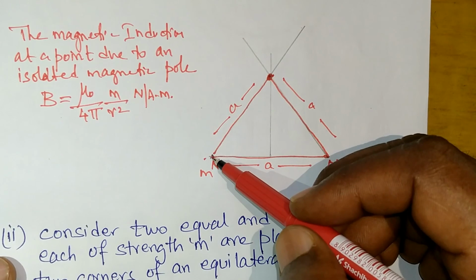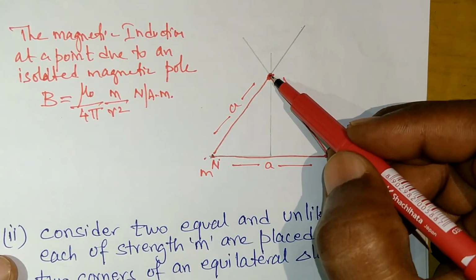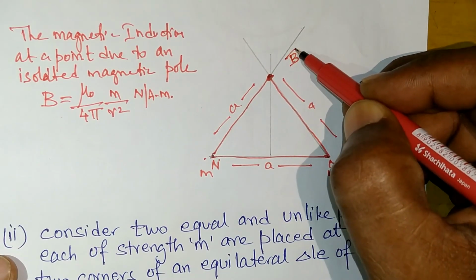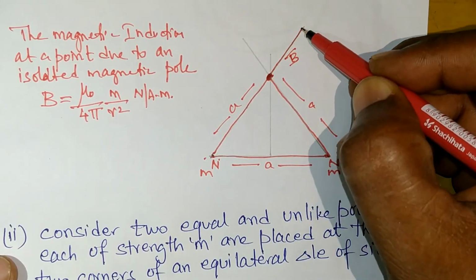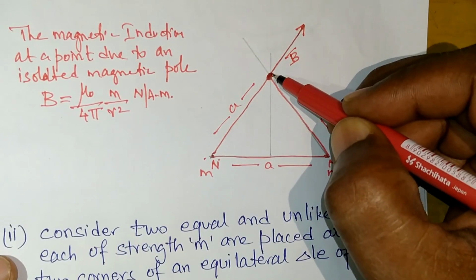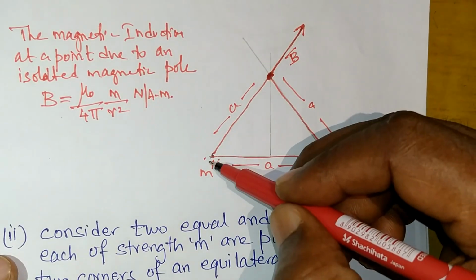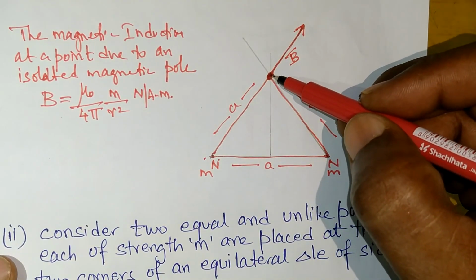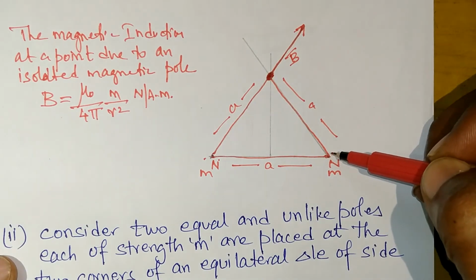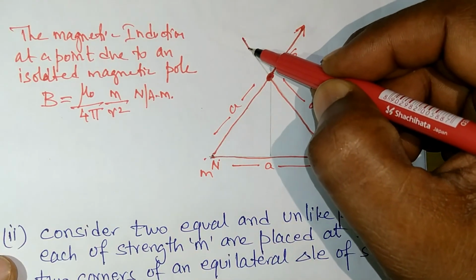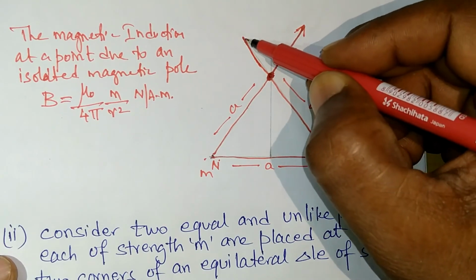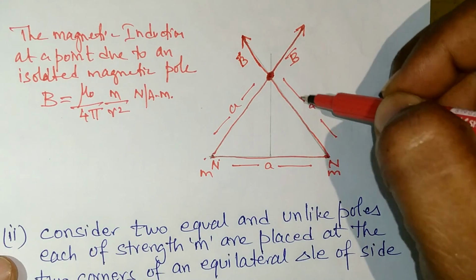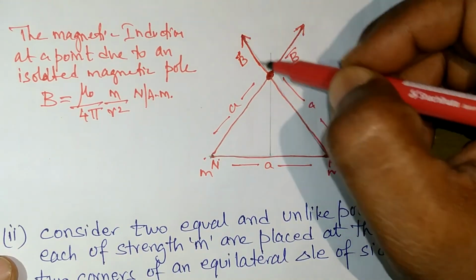Therefore, the magnetic induction at this point due to this north pole will be B. In which direction? This direction. As told earlier, the direction of magnetic induction will always be away from the north pole. Now the magnetic induction at this point due to the other north pole will also be B, and its direction will be away from the north pole.